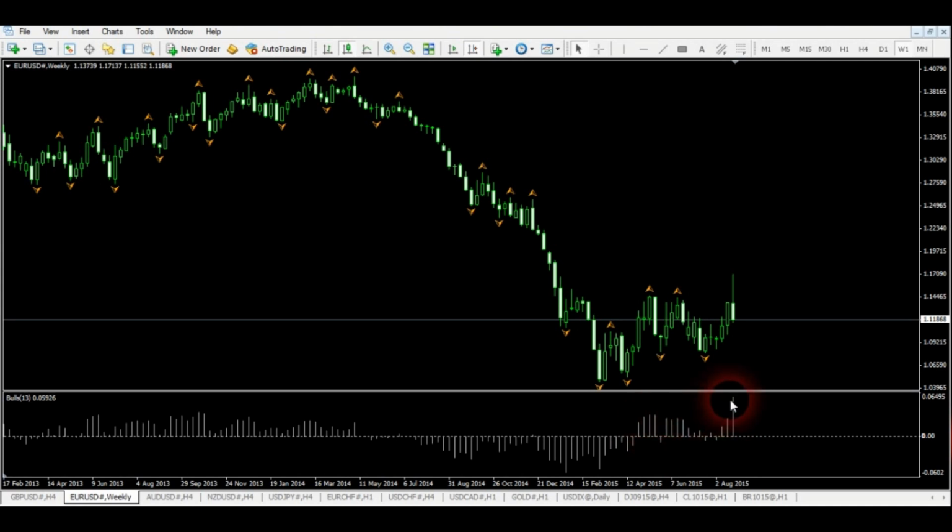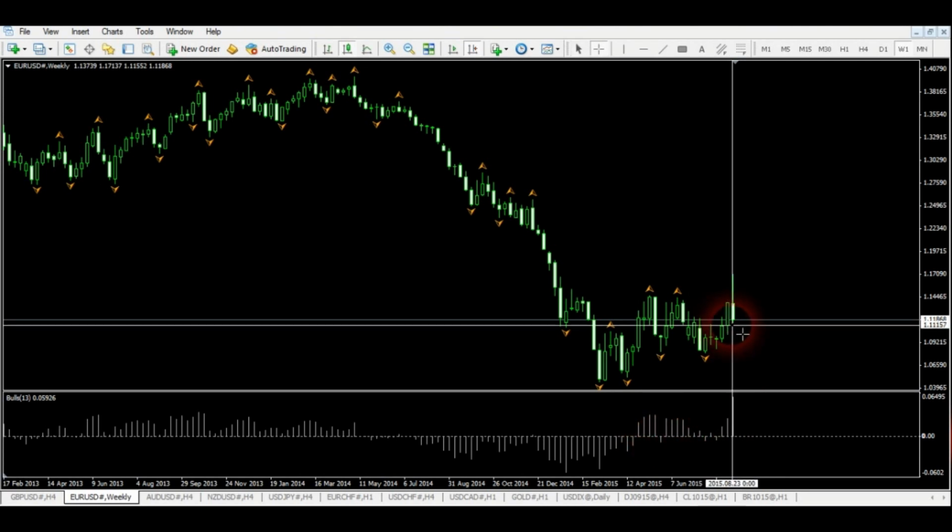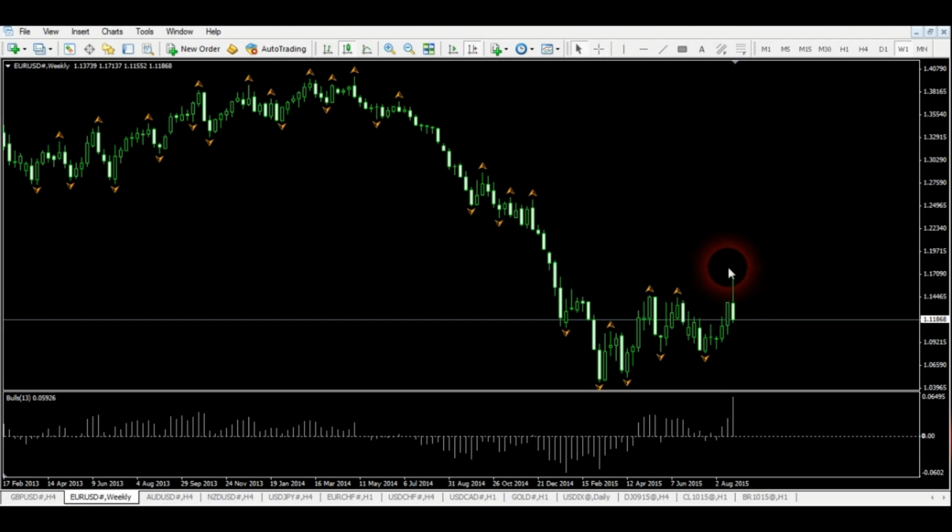Another thing you may question, you may say, why are these bars longer or shorter? It's about the power of these, like the strength of selling or buying is low or high.